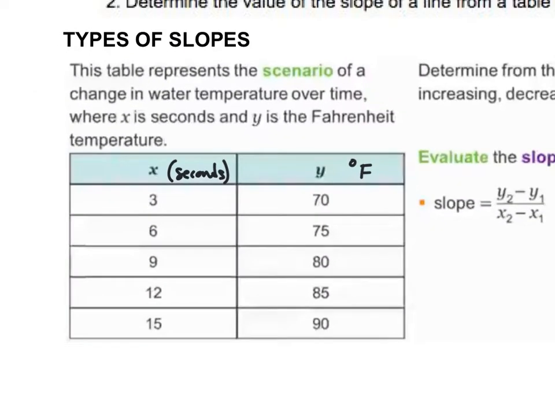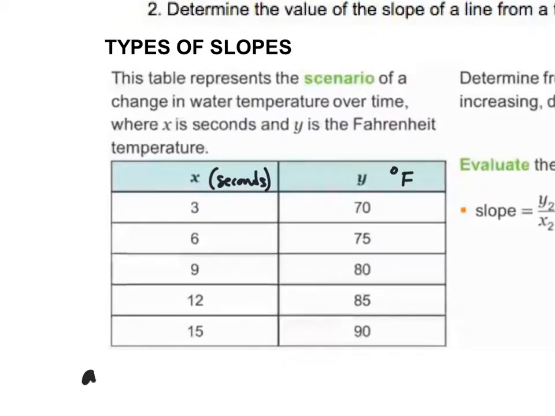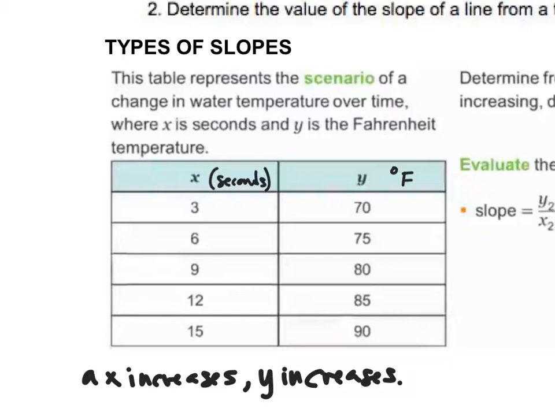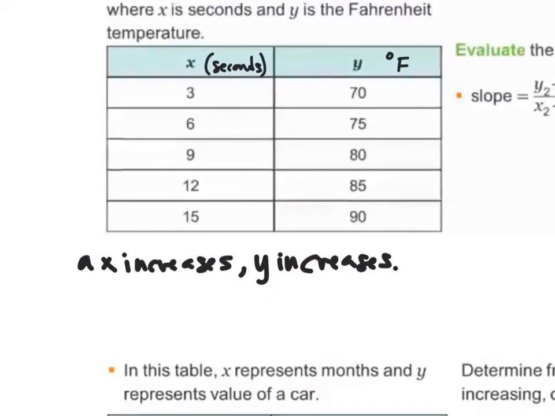What I know is that as X increases, and I know that because I'm just looking at my table, as these X values get bigger, what are my Y values doing? My Y values are also getting bigger. So as X increases, Y increases, and when this happens, I'm going to get a positive slope. So my slope is going to be positive.